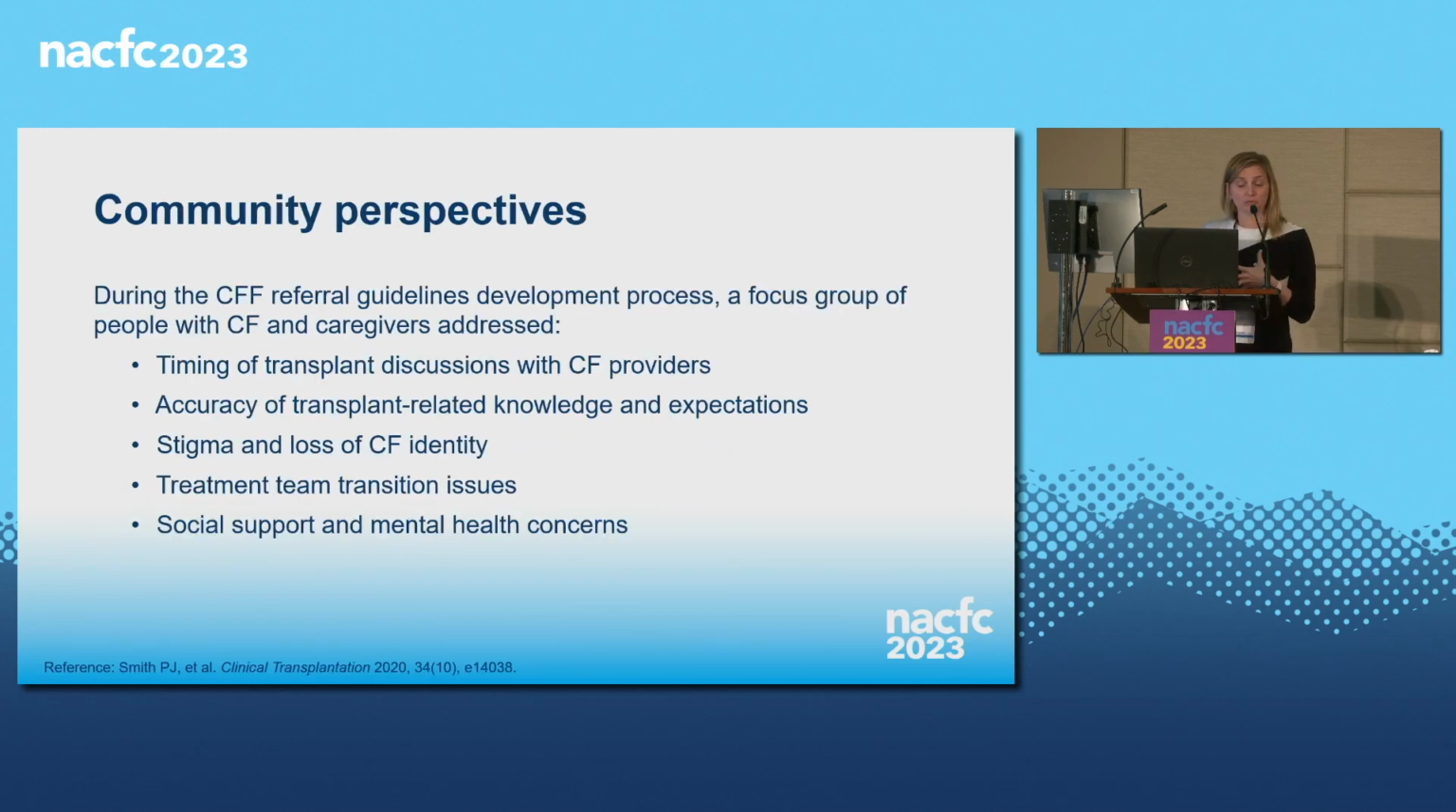So I'm going to share community perspectives throughout this talk because I think the community's voice is critical in understanding how we should approach transplant discussions. During the CFF referral guidelines process, a focus group of people with CF and caregivers addressed the timing of transplant discussions with CF providers, the accuracy of the transplant-related knowledge and expectations that they had, stigma and loss of their CF identity when it comes to transplant, the treatment team transition issues, as well as the importance of social support and mental health concerns. The reference at the bottom of the slide points you to a fantastic paper that Patrick Smith led and wrote, and I'm going to share a few quotes from that paper on the next slide.